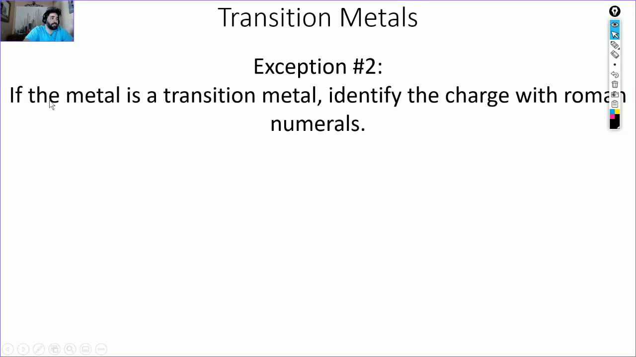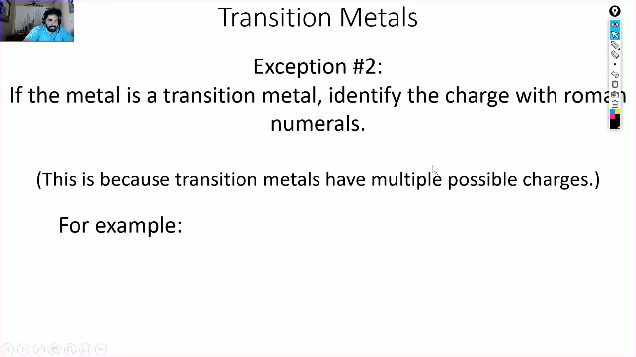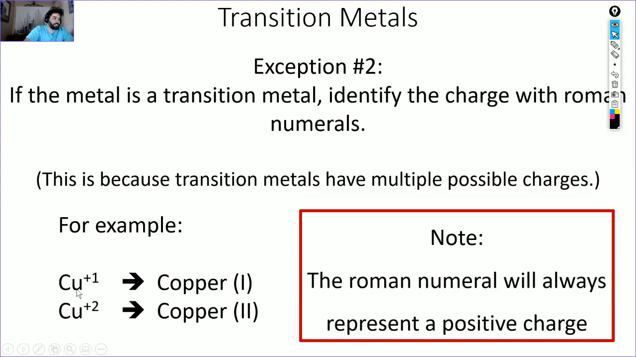All right, and then transition metals. If the metal is a transition metal, you need to identify the charge with the Roman numeral. We covered this yesterday, and the reason for that is because transition metals do change their charge. Pretty much this slide is the exact same from yesterday except for this bottom part.